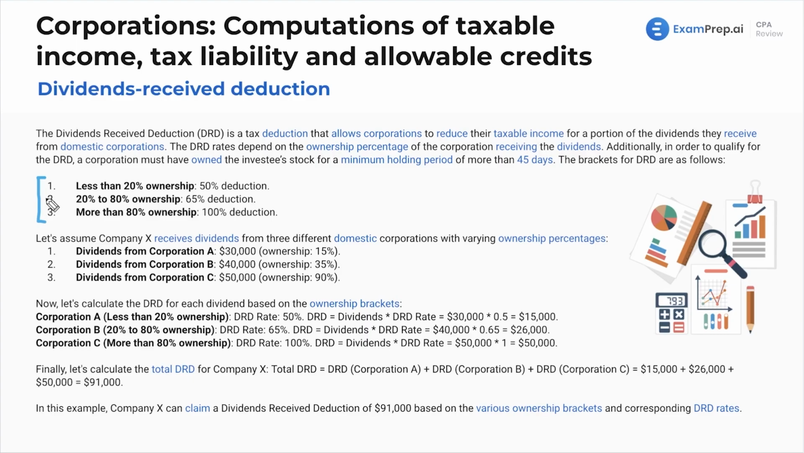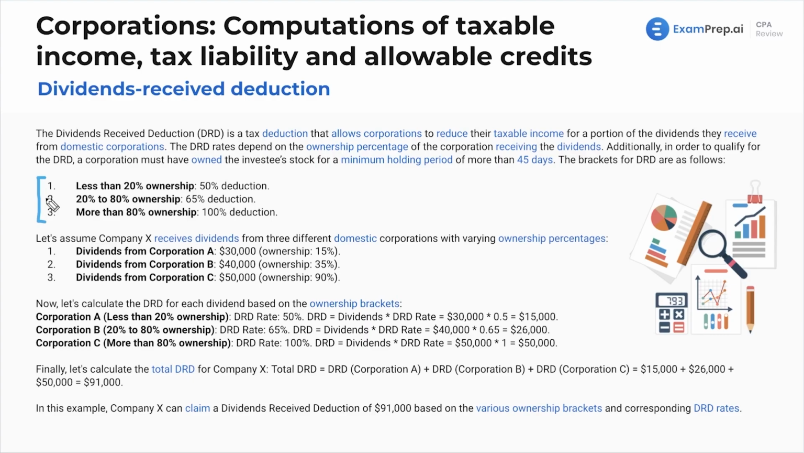The DRD rates depend on the ownership percentage of the corporation receiving the dividends. Additionally, in order to qualify for the DRD, a company must have owned the investee's stock for a minimum holding period of more than 45 days. We don't want companies flipping stock and kind of like wash sales, dealing with shorter transactions. The brackets here are as follows.